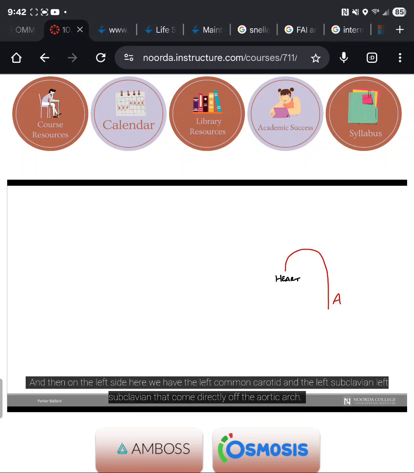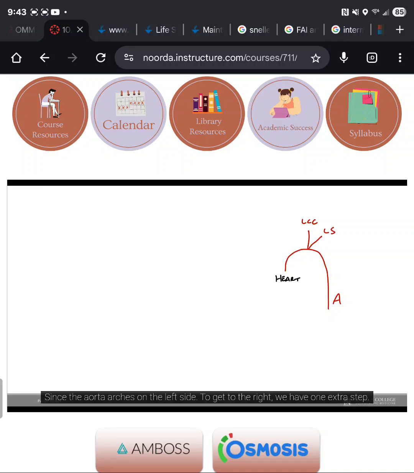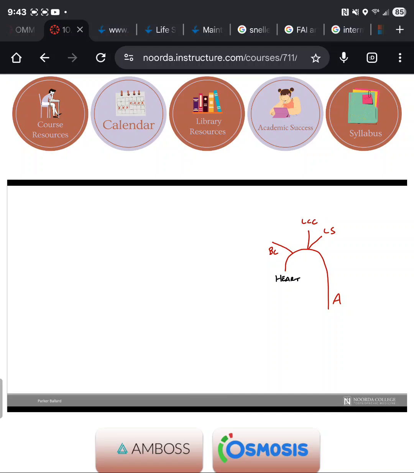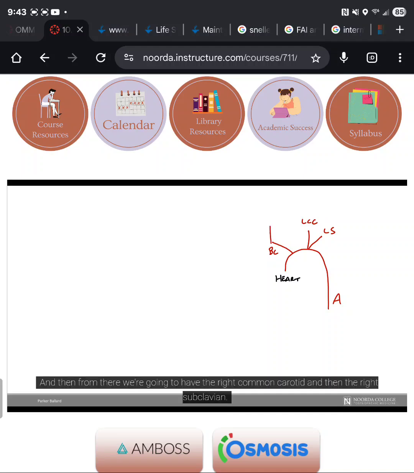And then on the left side here, we have the left common carotid and the left subclavian that come directly off the aortic arch. Since the aortic arch is on the left side, to get to the right, we have one extra step. So we have this brachiocephalic artery that's saying it's going to go to the brachium, to the arm or the upper limb, and the head with the cephalic. And then from there, we're going to have the right common carotid and then the right subclavian.